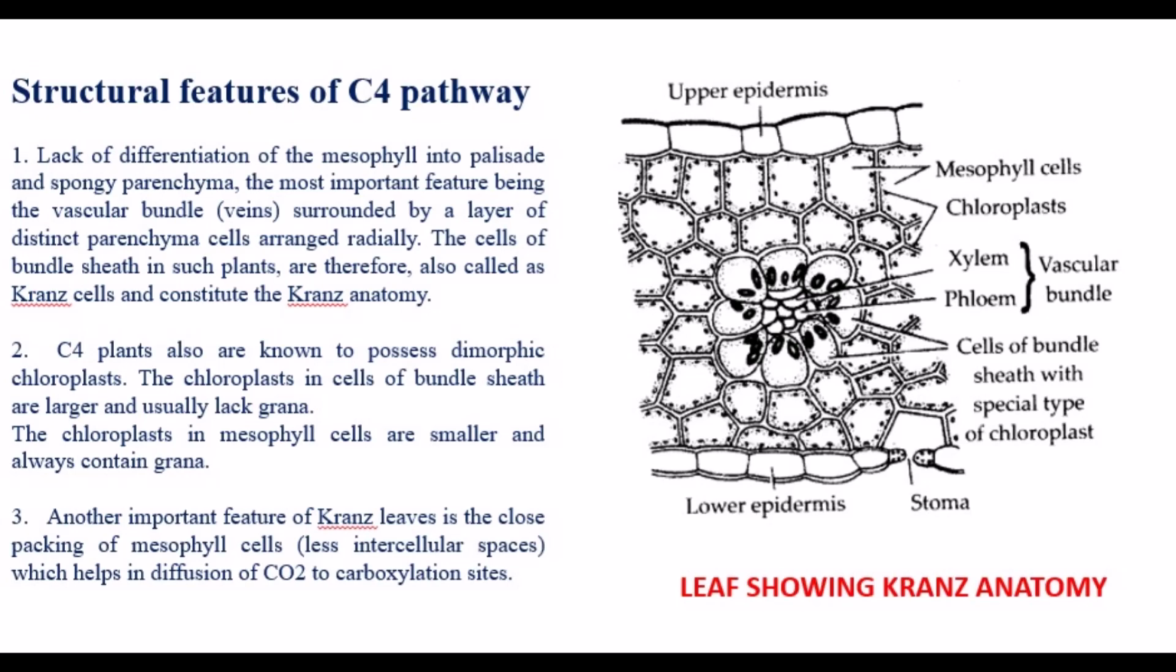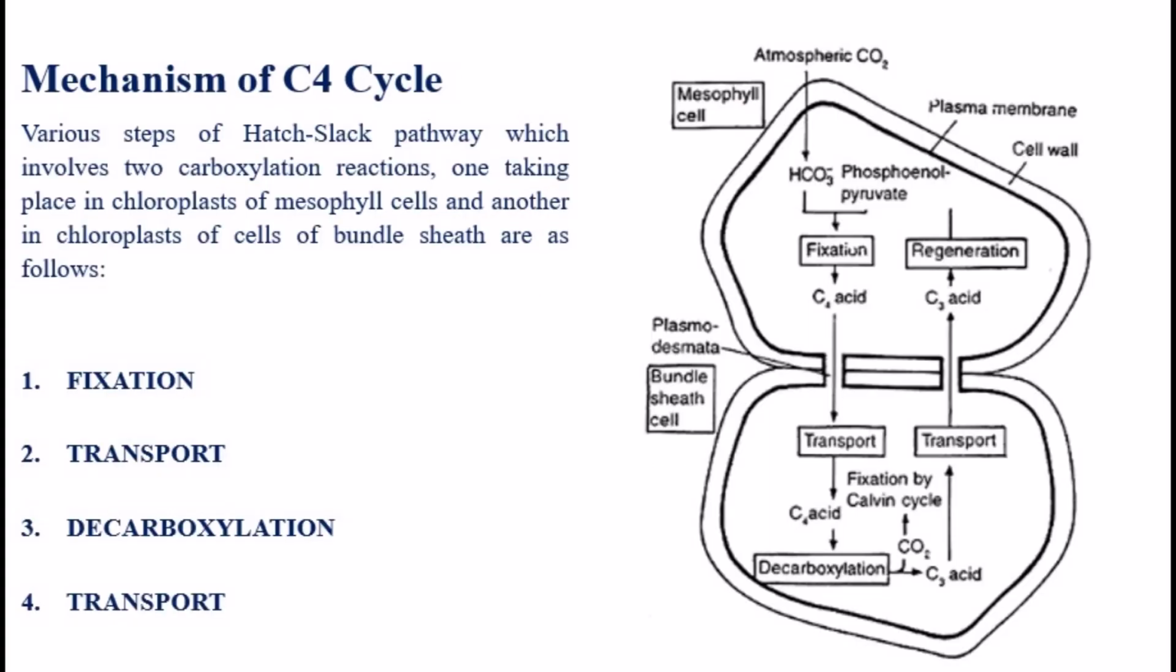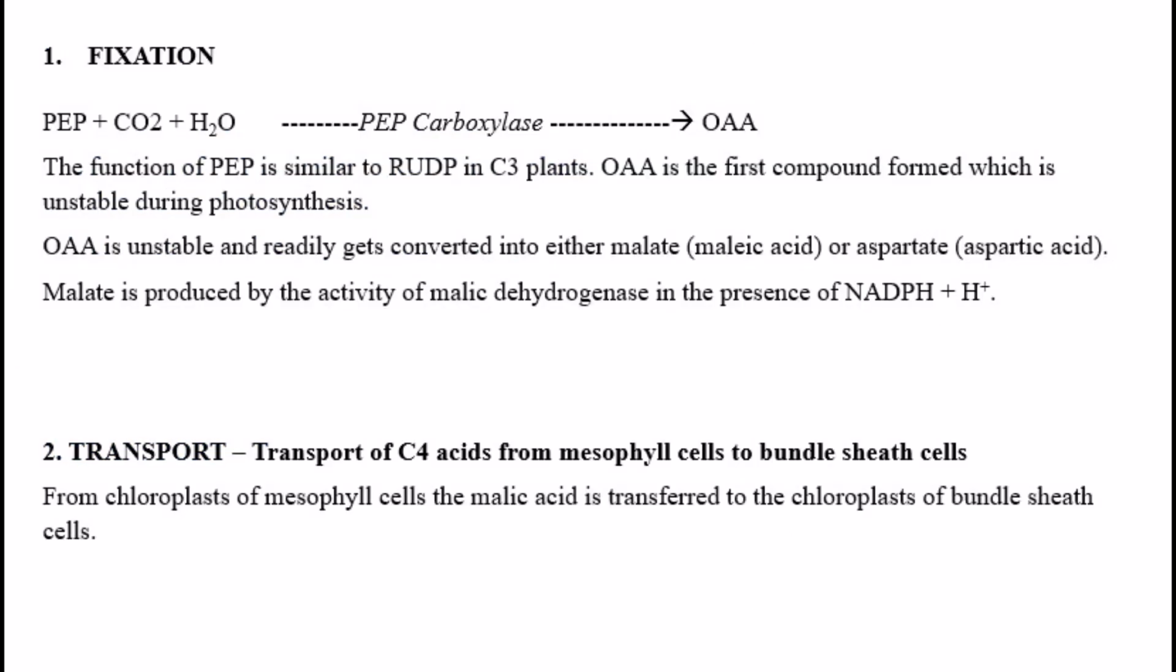Mechanism of the C4 cycle. The four important steps involved in the C4 cycle are fixation, transport, decarboxylation, and transport. So here in the picture you can see the occurrence of the C4 pathway, which takes place in the mesophyll cells as well as in the bundle sheath cells.